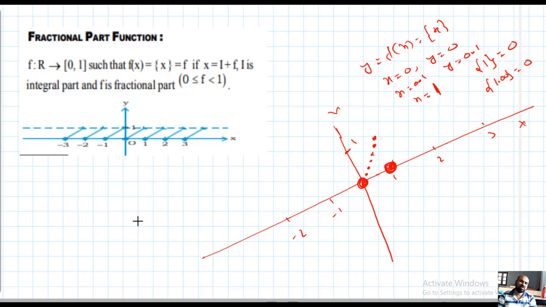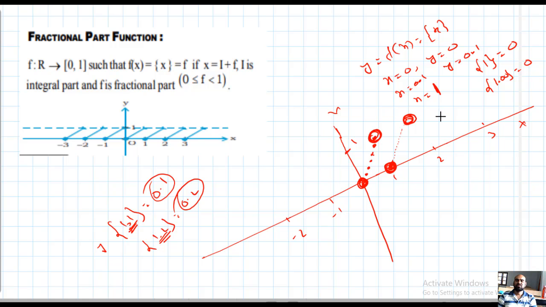So 1.1 gives 0.1 only. 1.2 given, what is that? 0.2 only. So what happened? x is taken as 1.1, your y is 0.1. x is taken as 1.2, your y is 0.2. So these are the ordered pairs. You have an open circle at 1 and at 2. Okay, students, so x is 1, y is 0. x is 0.9999, y is 0.9999 only. x is 2, y is 0. x is 1.9999, output is 0.9999. That's why the graph will be like this.